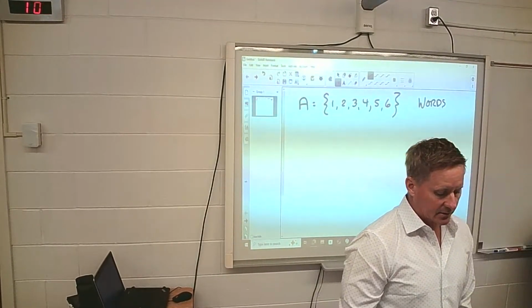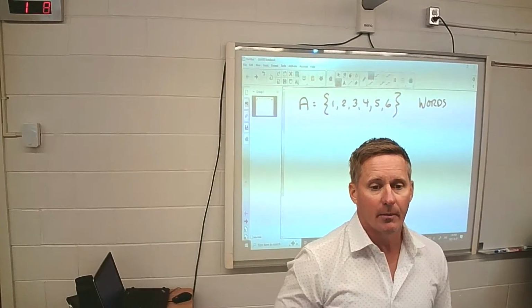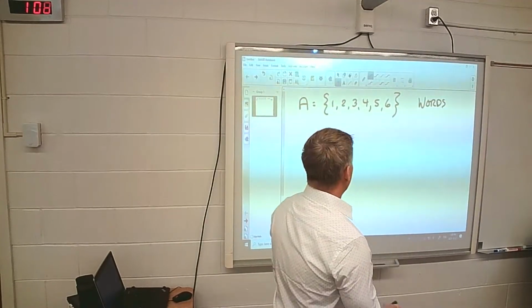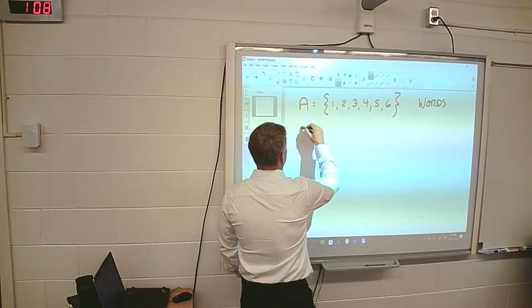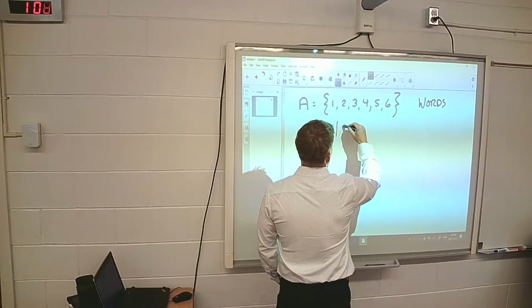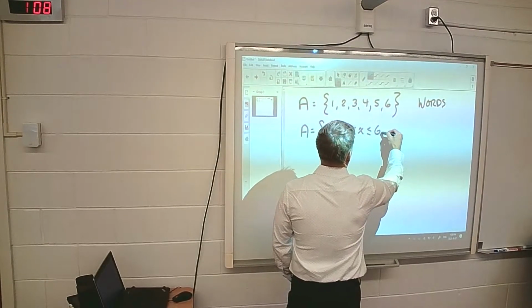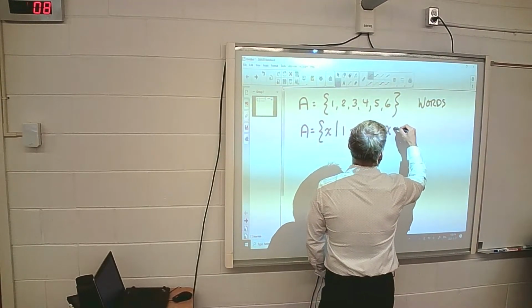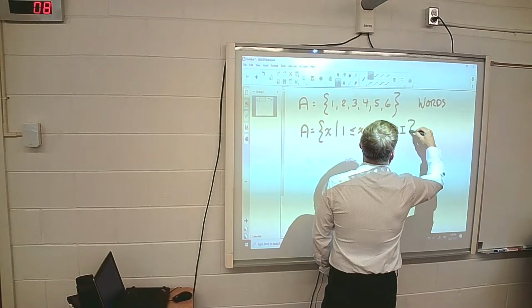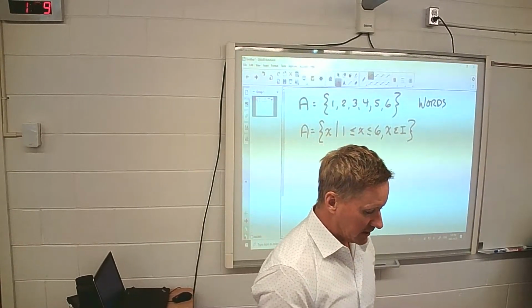You can use set notation. So this is very similar to our domain and range. All right. So set notation would look something like this. A equals x such that 1 is less than or equal to x is less than or equal to 6, where x is an element of the integers. So something like that. That we call set notation.